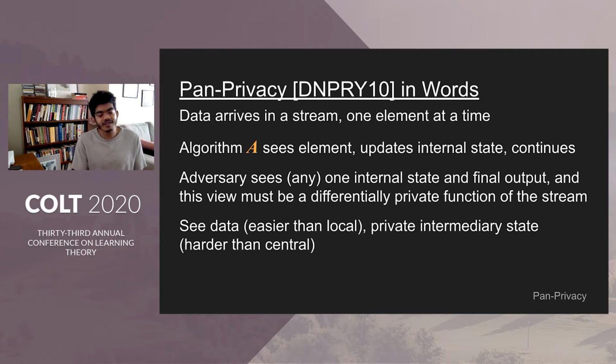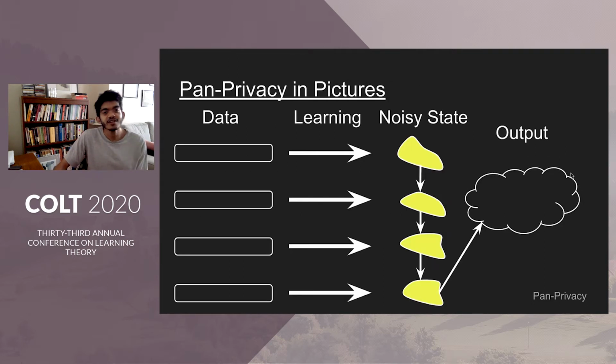So relative to the local model, pan privacy is easier because the algorithm actually gets to see raw data. But relative to the central model, pan privacy is harder. It's a stronger privacy guarantee because the algorithm has to maintain this differentially private intermediate state. So in pictures, you've got some data, the algorithm sees it, and while seeing it, it maintains a noisy state to keep track of what it's seeing.